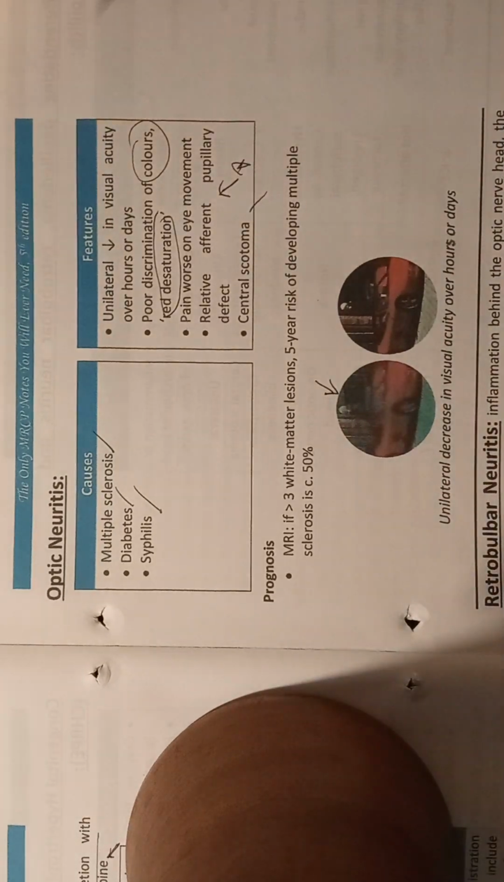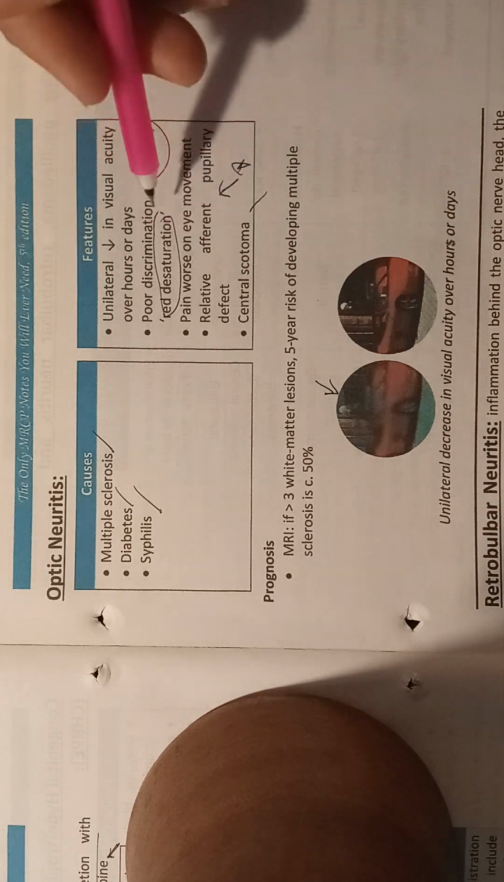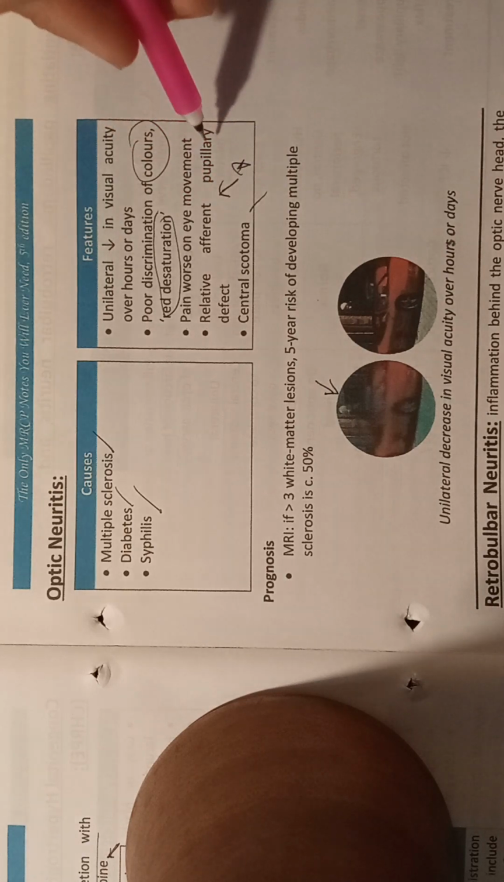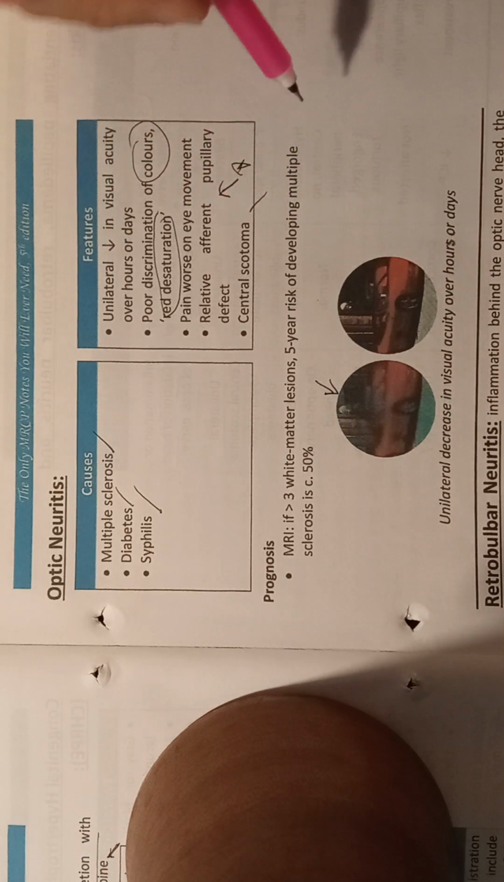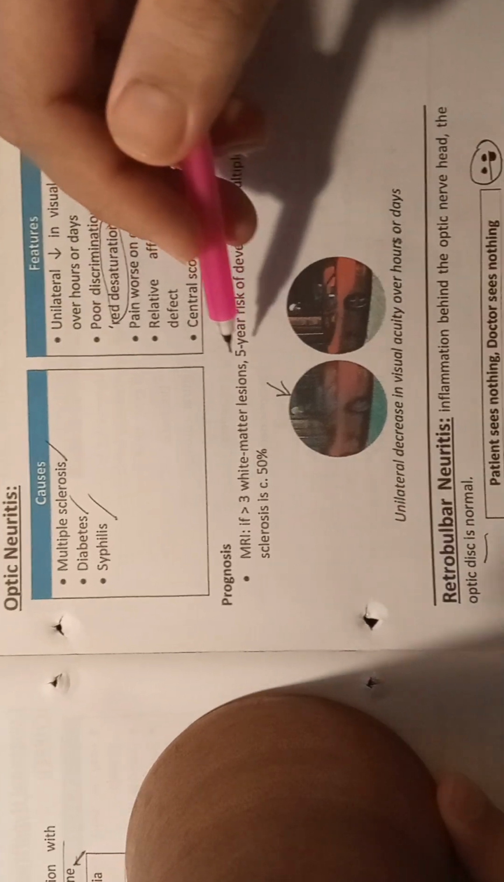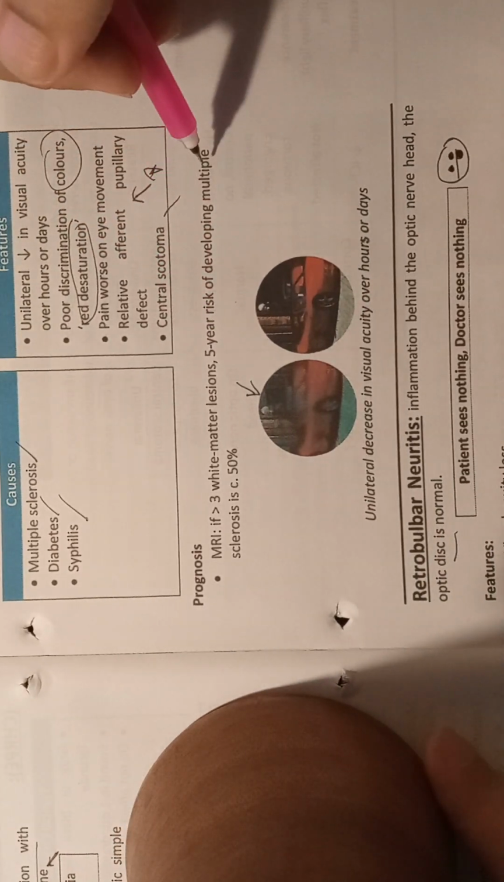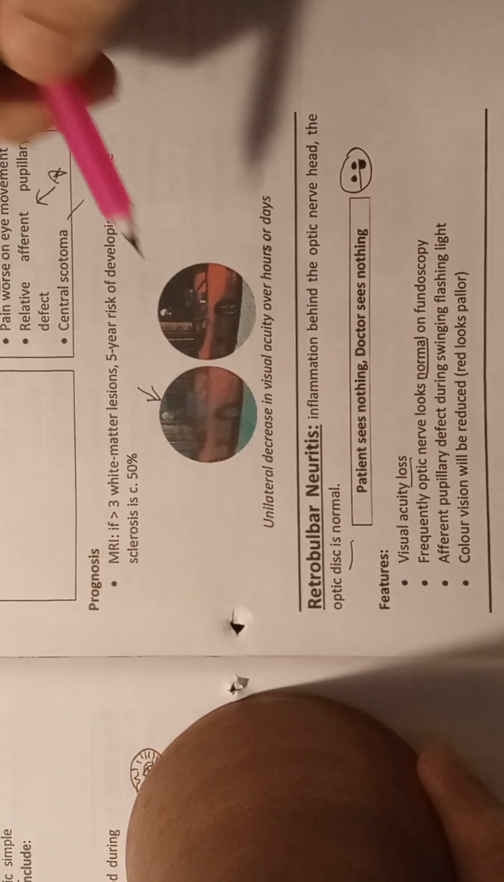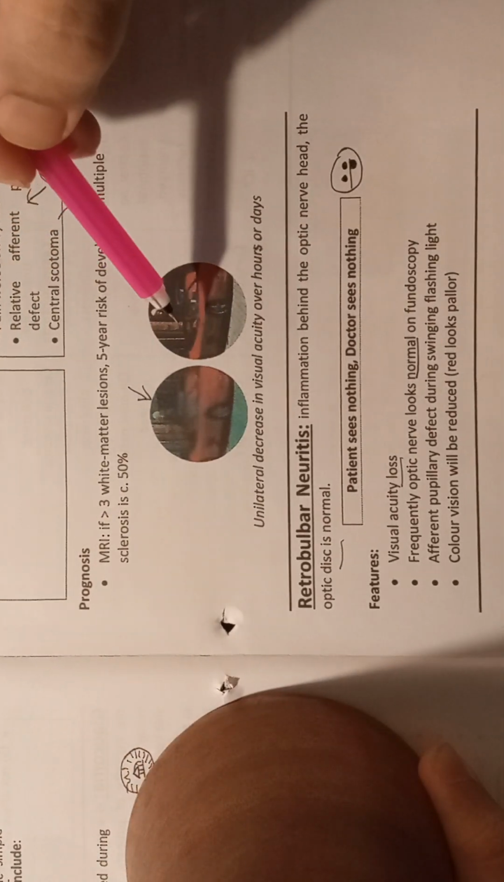Optic neuritis causes can be multiple sclerosis, diabetes, and syphilis. Features can be unilateral decrease in visual acuity over hours or days, poor discrimination of colors, red desaturation, pain worse on eye movement, relative afferent pupillary defect, and central scotoma. For prognosis, on MRI if there are more than 3 white matter lesions, there is a 5-year risk of developing multiple sclerosis. So unilateral decrease in visual acuity over hours or days can be due to optic neuritis.